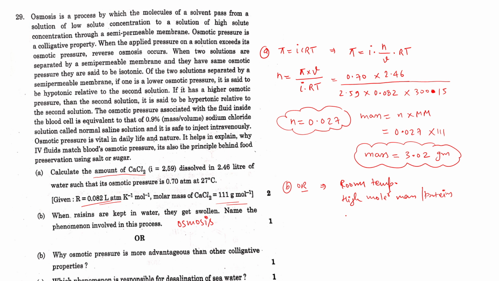So this method is suitable. Third thing, why it is important: because proteins, we have read about denaturation. At high temperature, proteins get denatured. So it is again one of the most important aspects of osmotic pressure. Since it is determined at lower temperature, and proteins are basically stable at lower temperature. Proteins are stable at low temperature.